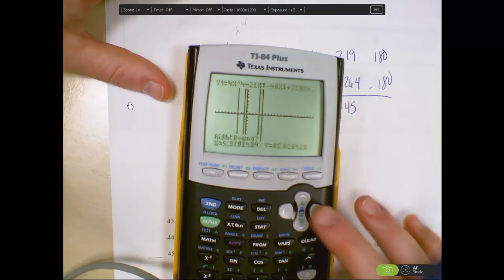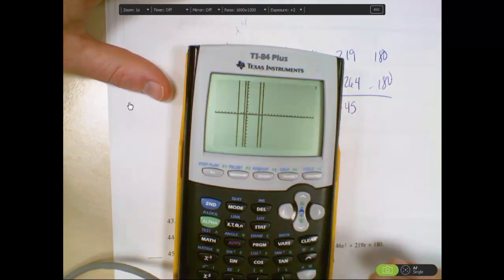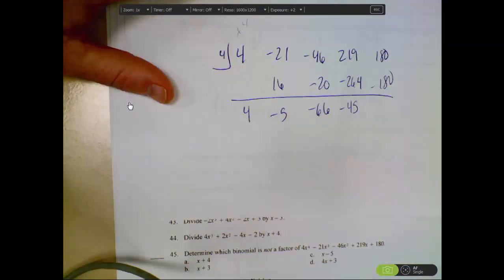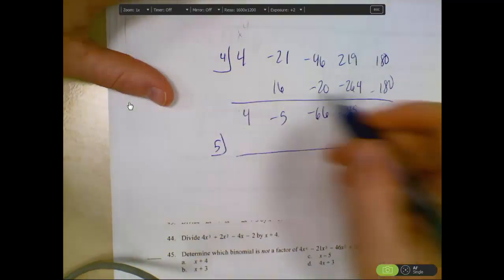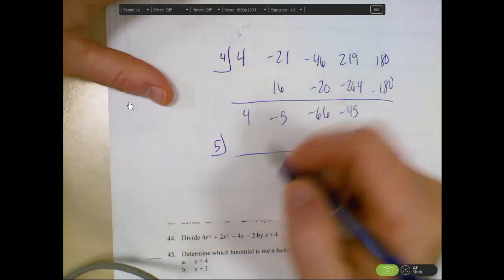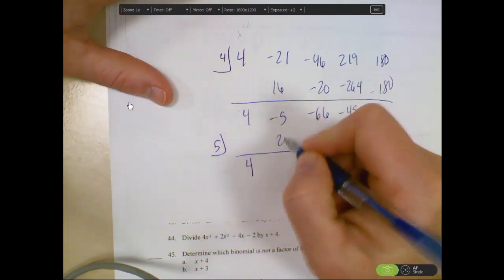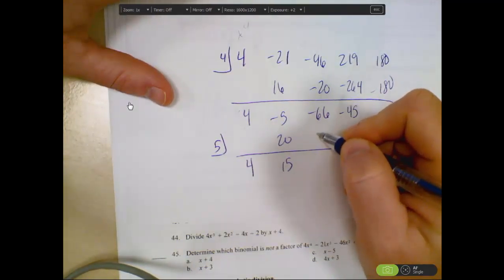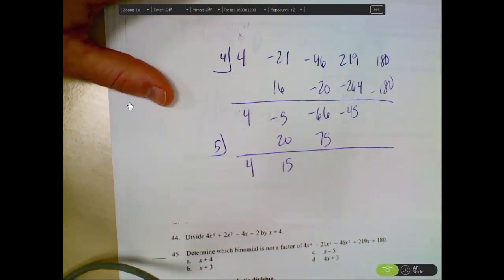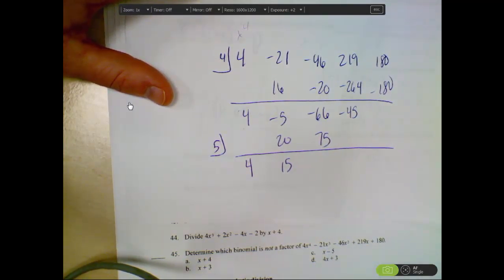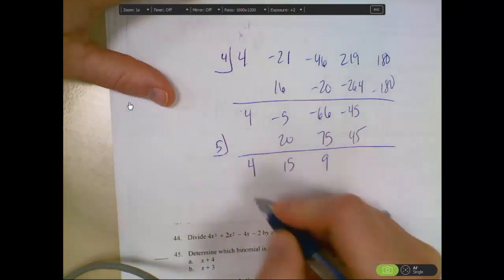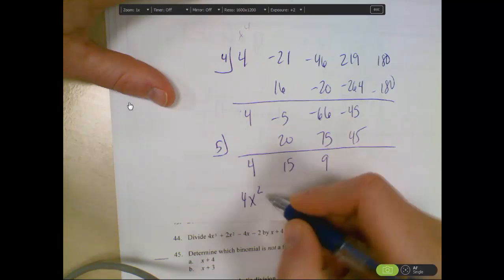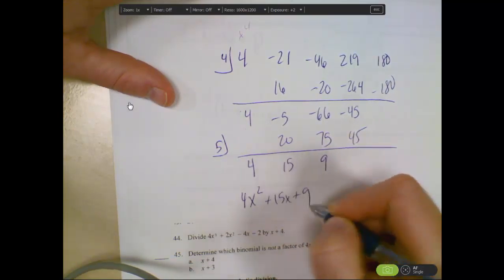And to the left, and to the right, and 5 is also 0. So I'm going to use 5. Remember, you use what you're left with. You don't go back to the beginning. So 20, 15, 75, 9, 45. Okay, so now I have 4x squared plus 15x plus 9.